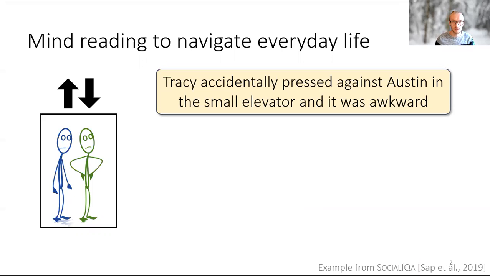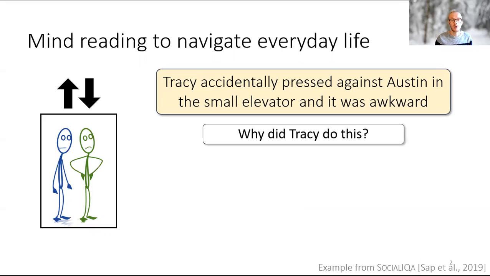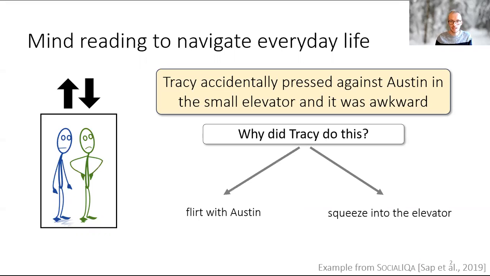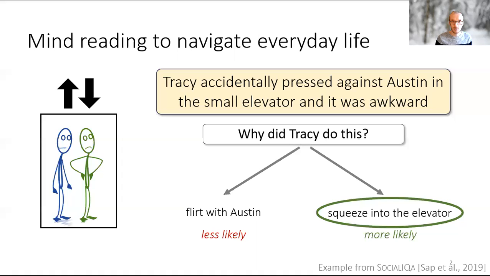And for example, when we see something like Tracy accidentally pressing against Austin in a small elevator and it's awkward, we can reason about why Tracy might have done this, and given two options like flirt with Austin or squeeze into the elevator, we can reason about the fact that it's more likely that Tracy wanted to squeeze into the elevator.